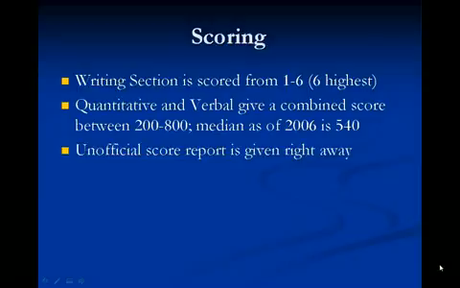At the exam center, you get an unofficial score report right away, and that's going to give you your score from the quantitative and verbal sections. You'll have to wait about 2 weeks to get your score on the writing section, because that has to be graded separately.